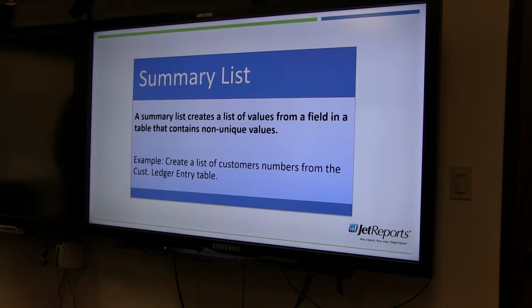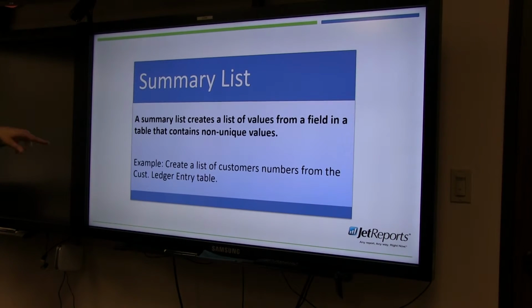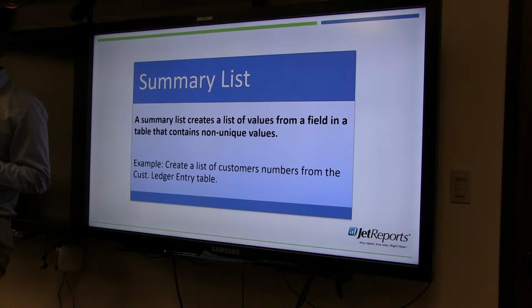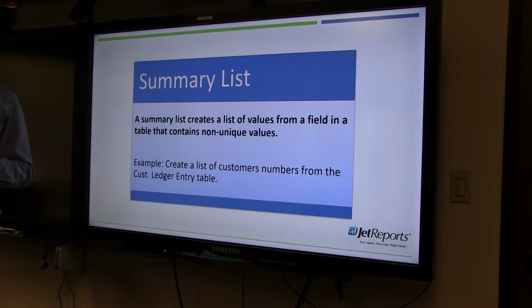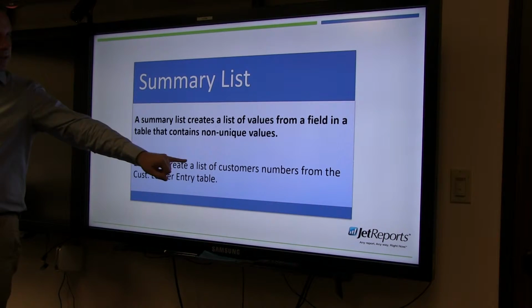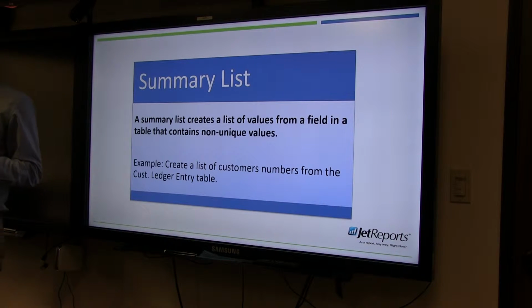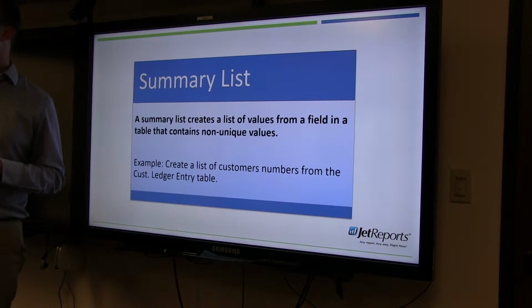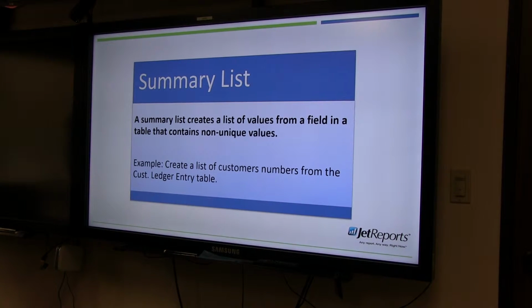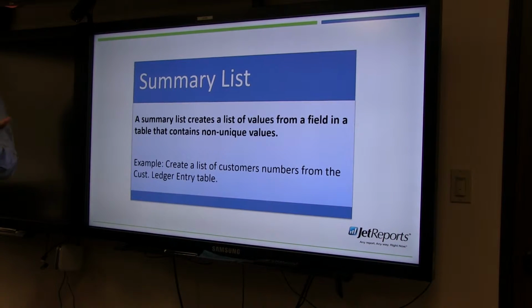So an example is create a list of customer numbers from our customer ledger entry table. That customer ledger entry table is a list of transactions. Each transaction is assigned to a customer. Hopefully that customer has done multiple transactions with us. So if I were to just look at the customer field, I might see the same customer over and over and over again. So we need a way to uniqueify those results. That's what the summary list is for. Go out to this table, look at this field, and bring me back a unique list of values.